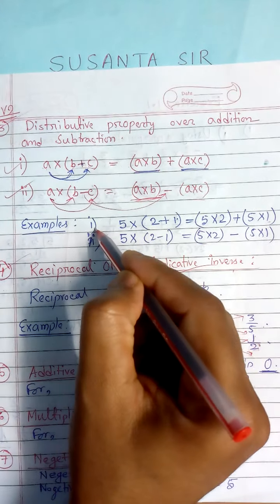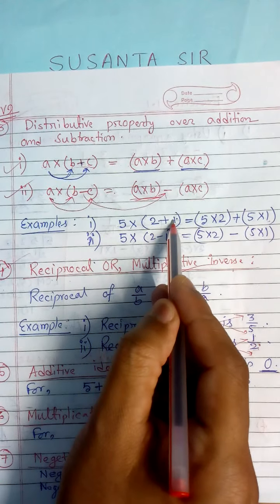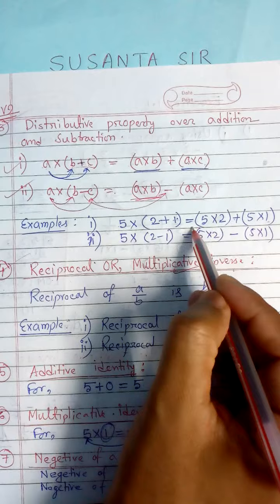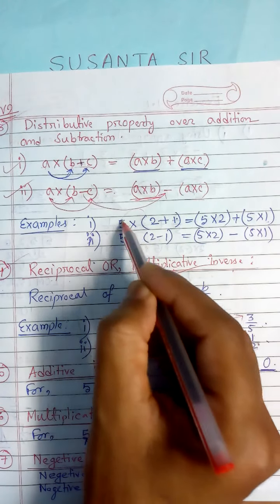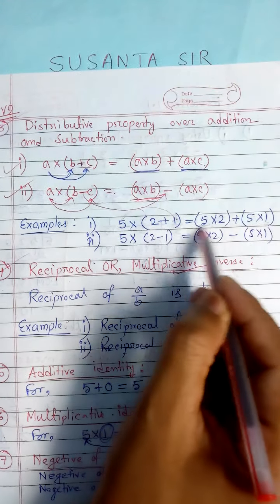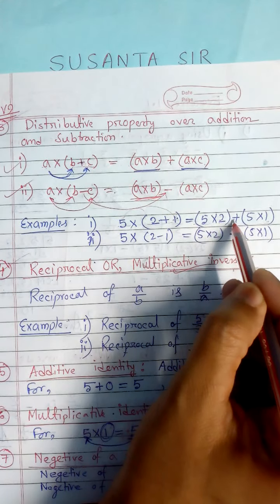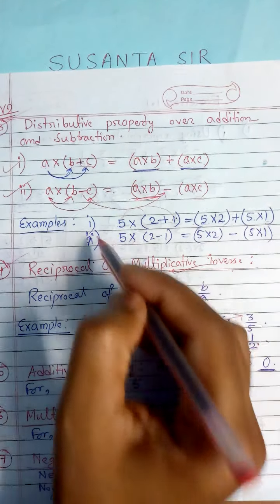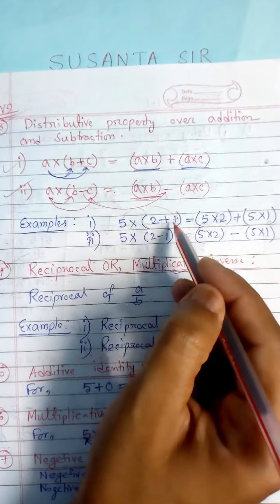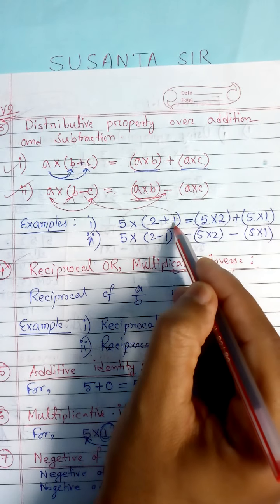You can see the example also. 5 into (2 plus 1) equals 5 into 2 plus 5 into 1. You can verify also. 5 into 3 is 15. 5 into 2 is 10, plus 5 is also 15. That means it is an example of the distributive property.